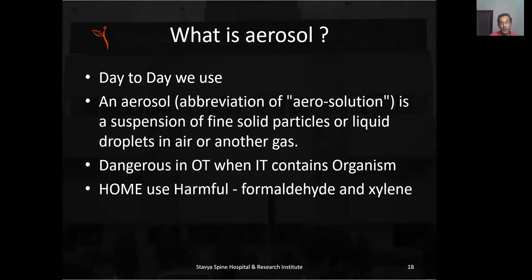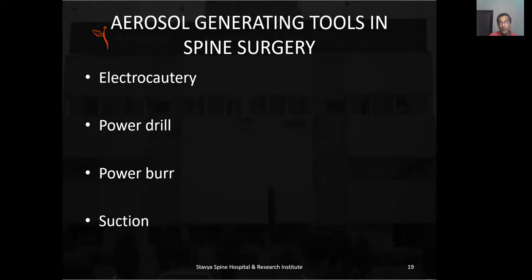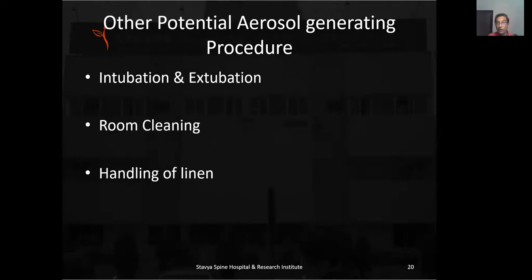The household aerosols usually have formaldehyde and xylene, and they are harmful if you stay around them for a long time. What are the tools seen in spine surgery? They are electrocautery, power drill, power burr, and even suction can cause this. Considering COVID, we should also consider that intubation and extubation generate aerosol, which is why room cleaning is given a lot more importance after surgery, before the second case is taken.